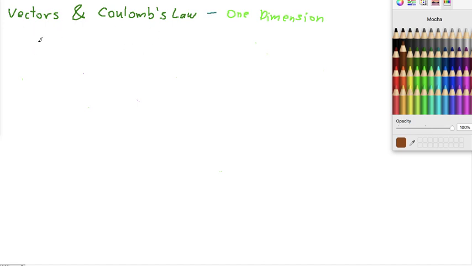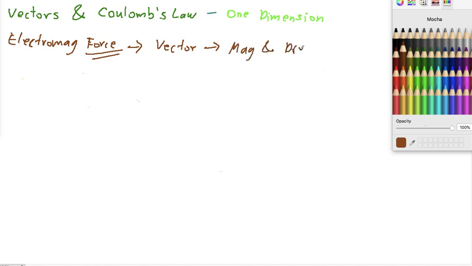So let's begin just by stating what we had said earlier in the previous video: Coulomb's law is a way of expressing the electromagnetic force. And notice here the key word, force. Remember that force, as we talked about earlier, is a vector. So a vector, if you remember, has magnitude and direction. Based on that, we can work each individual problem as a vector.